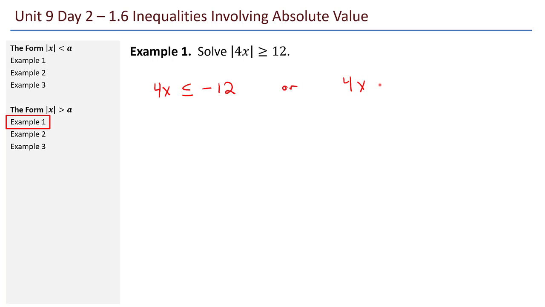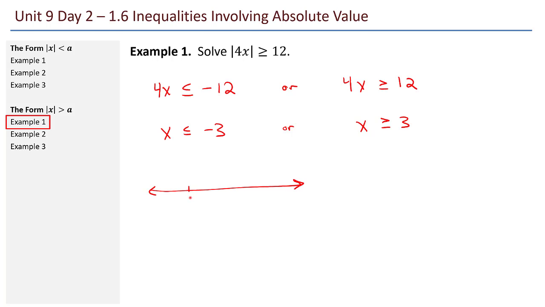Or 4x is greater than or equal to 12. And we just have to solve these independently. So in the first case, divide by 4, I get x less than or equal to -3. Very good. In the second case, divide by 4, x greater than or equal to 3. So there we go. X is less than or equal to -3, or x is greater than or equal to 3.